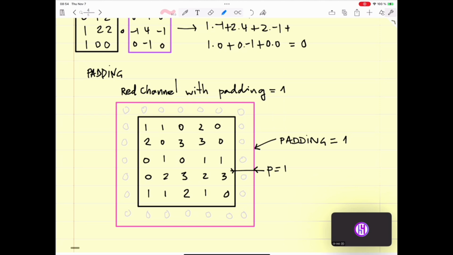Do we always apply padding, because it adds extra steps to our process? No, only if you want to have that information in the edges. You can, you don't have to. Okay? So, any questions?